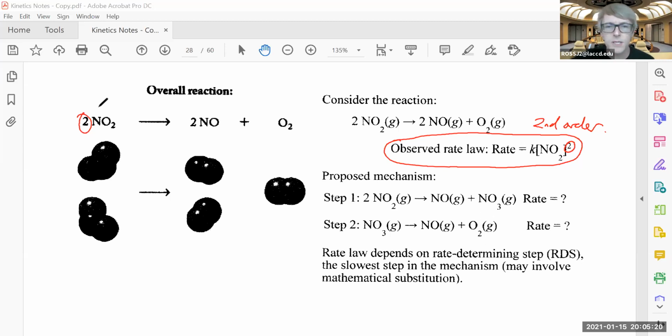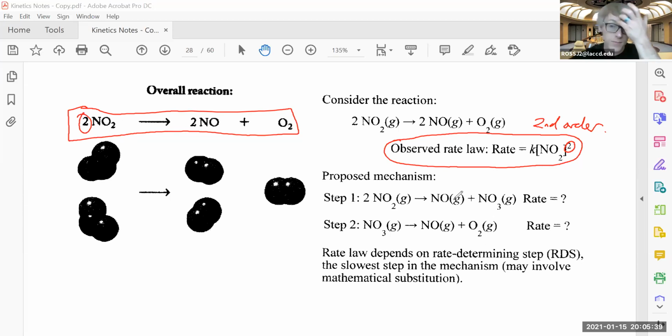So somebody proposes a mechanism. In step 1, if we look at the overall process, the proposition is that we have 2 lots of NO2 give 1 lot of NO and then NO3 with some rate. And then in step 2, the NO3 generated at the end of step 1 is then further decomposed into NO and O2 at some other rate.